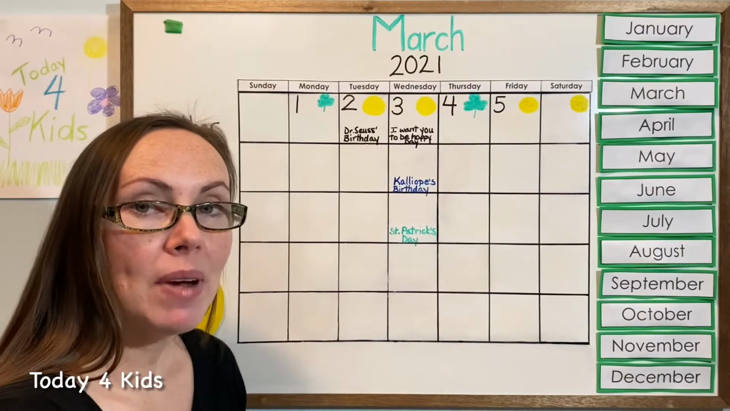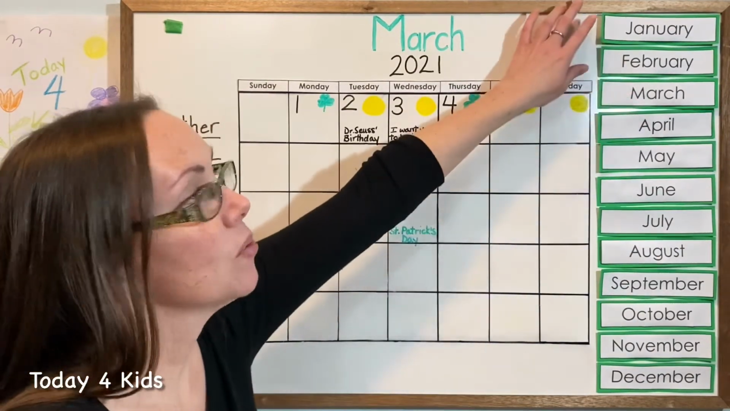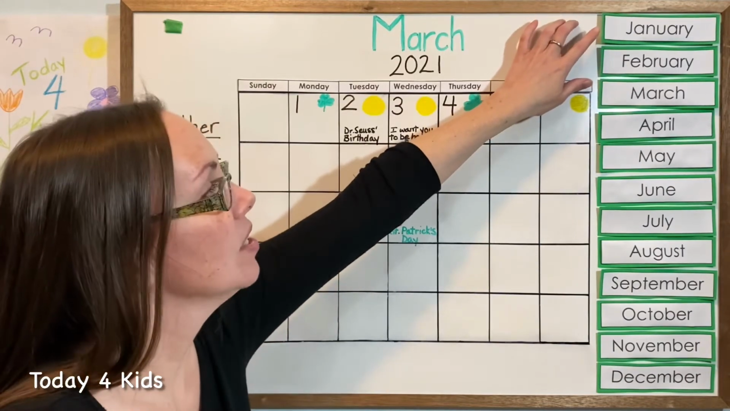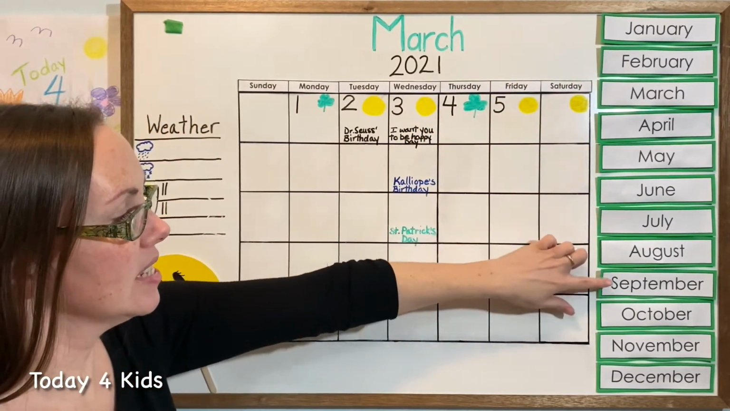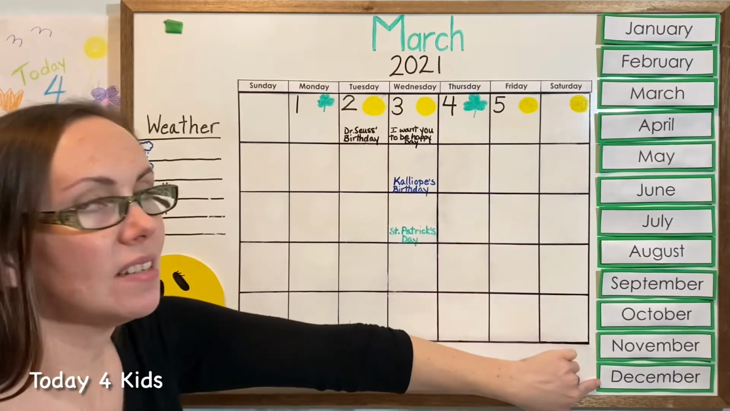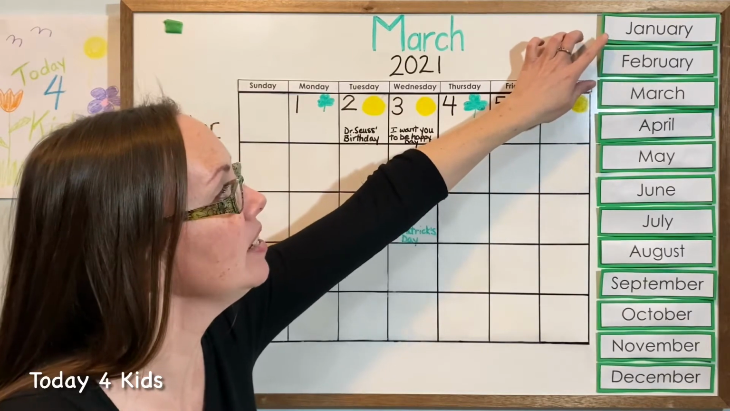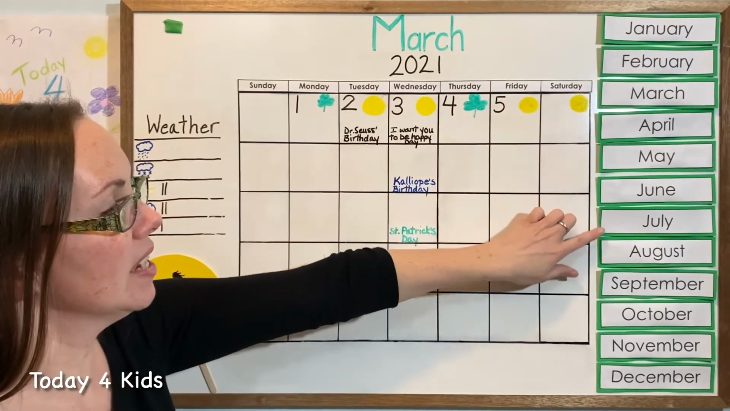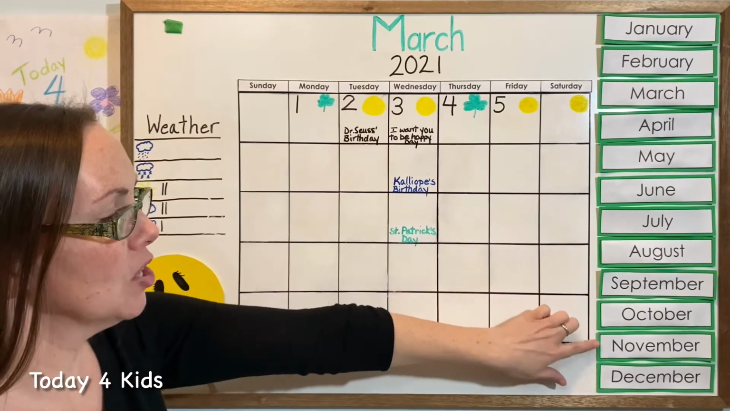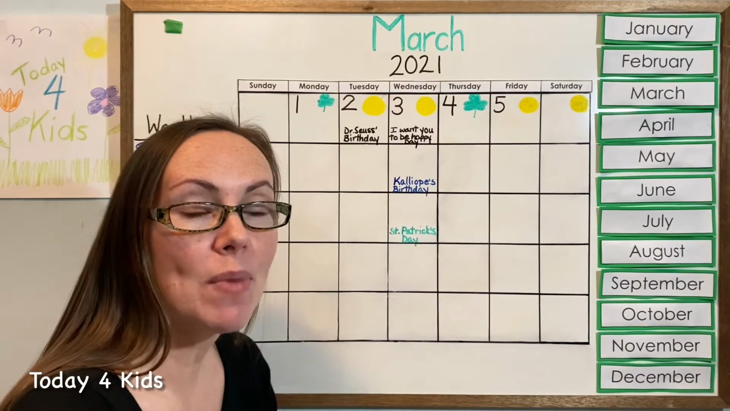Do you remember how many months there are in the year? Let's count them up together. Are you ready? It's okay if you don't remember. We'll practice together. 1, 2, 3, 4, 5, 6, 7, 8, 9, 10, 11, 12. 12 months in the year. Let's see if we can remember the names. Are you ready? January, February, March, and April, May, June, July, August, September, October, November, December. Good job.